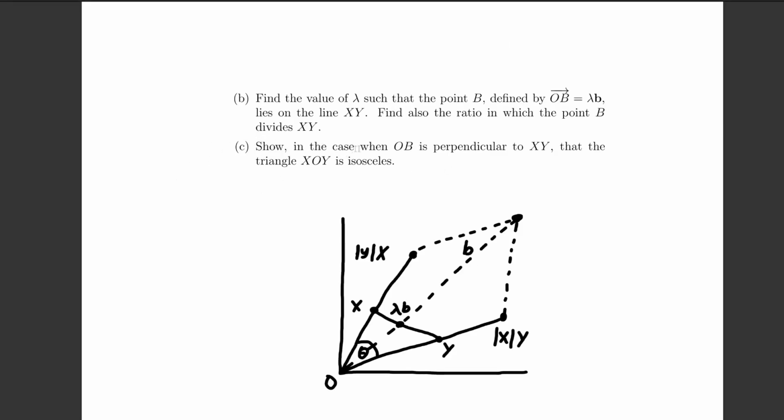For part C, they ask us to show in the case when OB is perpendicular to xy, that the triangle XOY is isosceles. So the first idea could be to show that two sides of this triangle are equal. So yeah, we can use the fact that OB is perpendicular to XY, which means that the dot product between the vector OB and the vector XY is equal to 0, right? Because they're perpendicular, so the angle is 90 degrees.